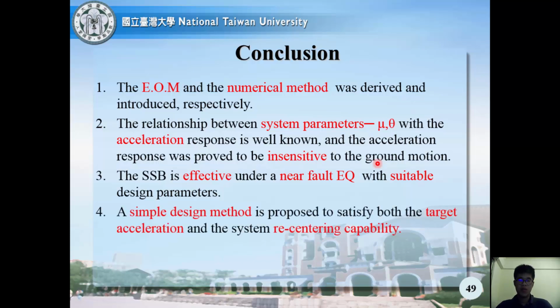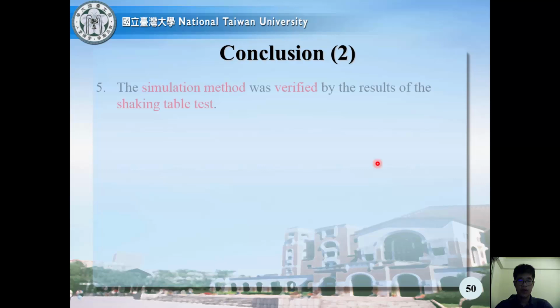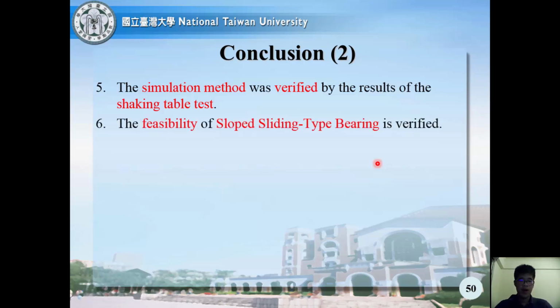Fourth, a simple design method is proposed to satisfy both the target acceleration, which we picked as 80 gal at the first time, and also our requirement for a perfect recentering capability. And fifth, our simulation method was verified by the results of the shaking table experiment, and it shows that our simulation method is valid. And finally, the feasibility of our system is verified.